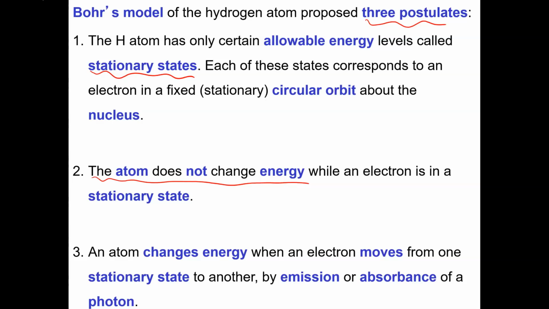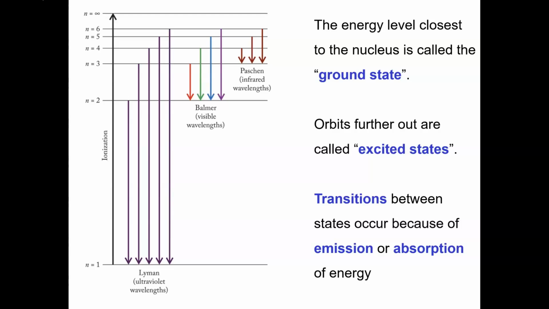Then he went on to say that an atom changes energy when an electron moves from one stationary state to another, and it does this either by emitting a photon, that is losing energy, or absorbing a photon, that is gaining energy. So it looks like this. This is a pictorial description of a bunch of emissions of hydrogen. When an electron moves from an orbit or stationary state further away from the nucleus down to the n equals 1 state, that's a big drop in energy, and a photon in the ultraviolet region is emitted. That corresponds to a line in the Lyman series.